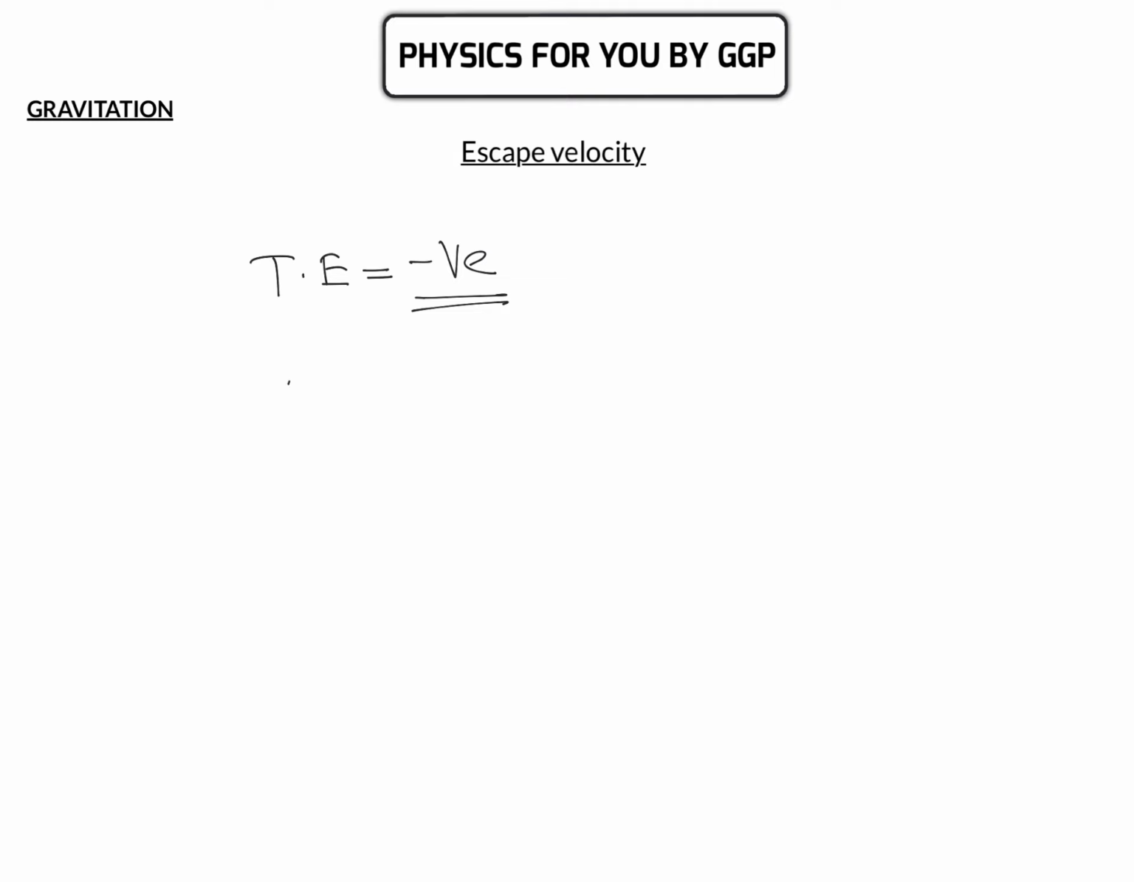So the condition for escape velocity is when the total energy is equal to 0, or we can say that when the value of total energy is greater than or equal to 0, then the object is able to escape from the gravitational force exerted by the planet. Under the heading of escape velocity, we'll discuss two types of escape velocity. One is escape velocity of an object from the surface of a planet, and the second is escape velocity of a satellite from its orbit.